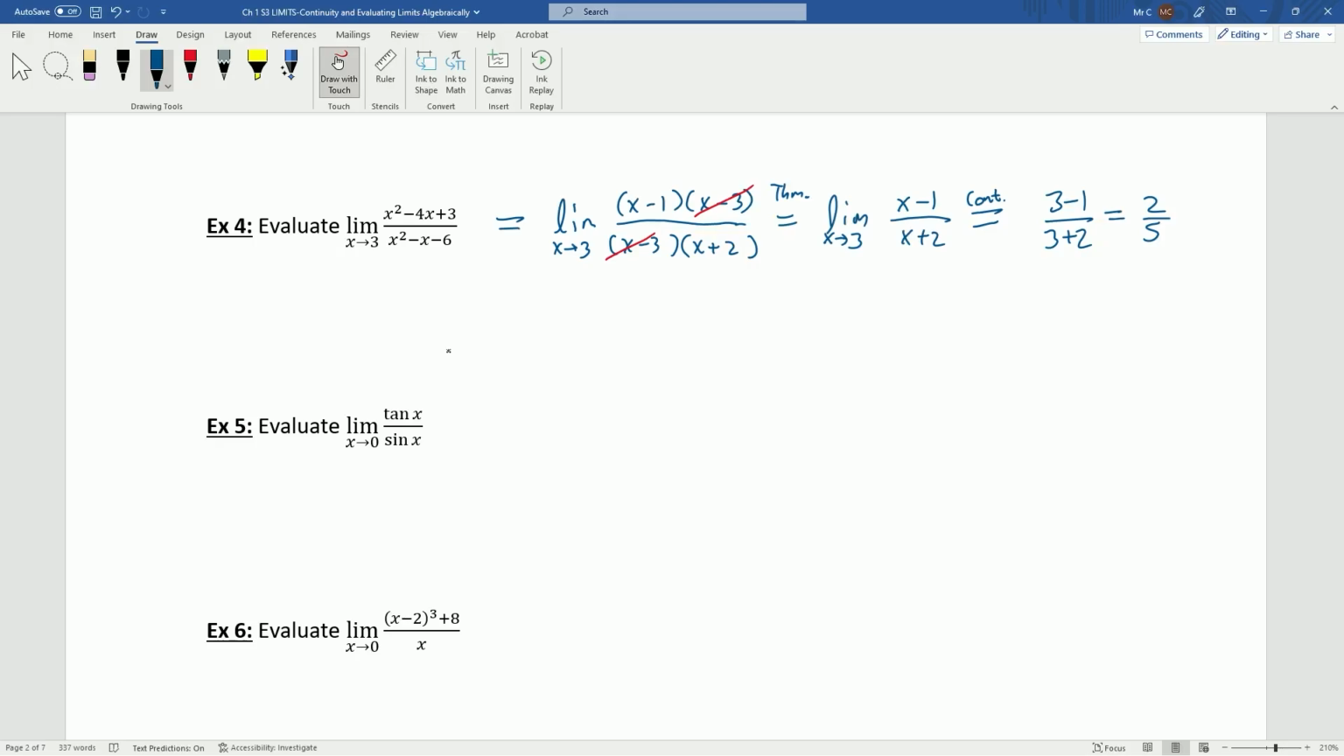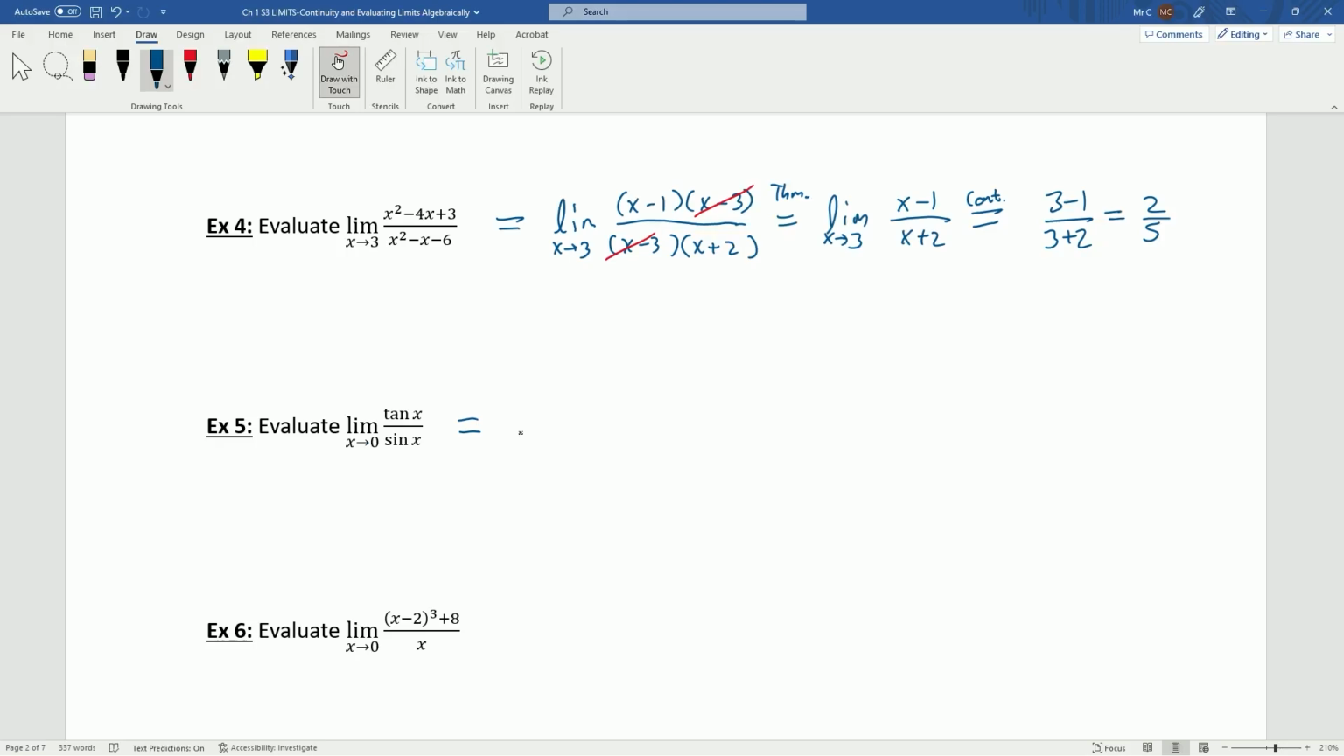All right, let's tackle another one. We're just going to burn through these in no time. Evaluate the limit as x goes to 0 of tangent of x divided by sine of x. So if I plug in 0 in the denominator, I get sine of 0 is 0. I can't divide by 0. This thing is not continuous here.